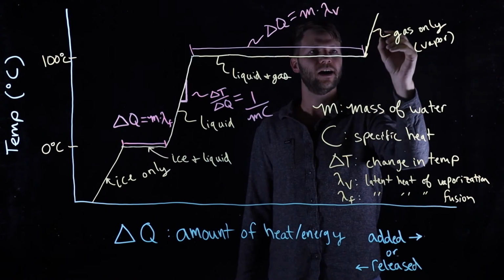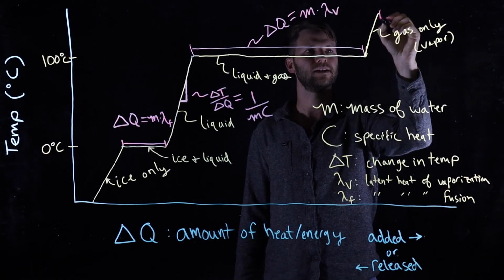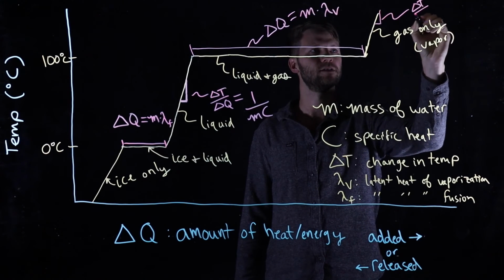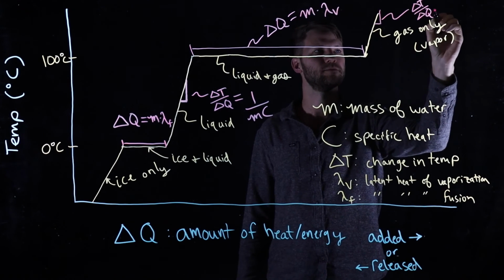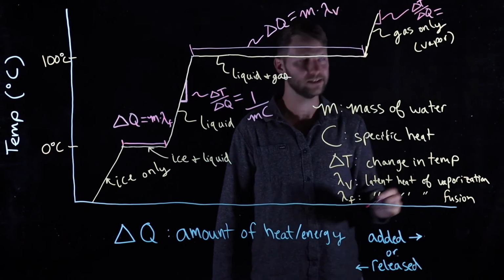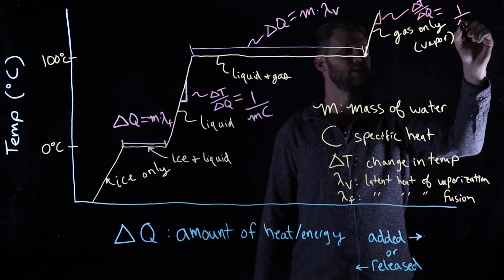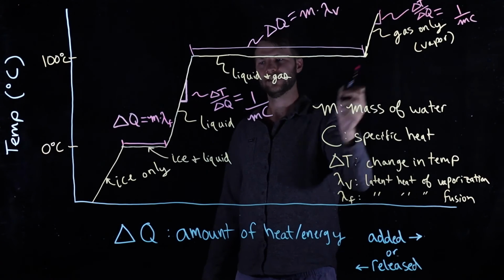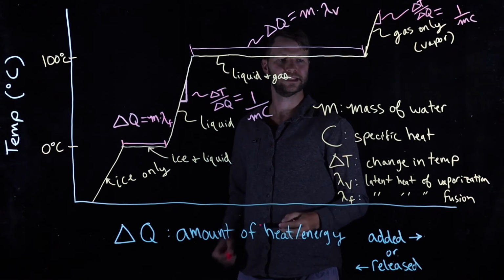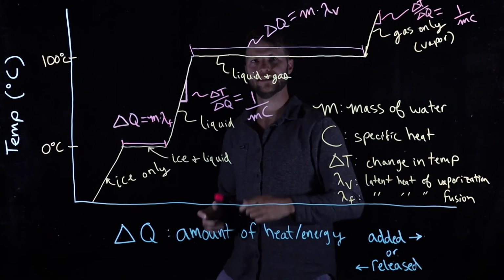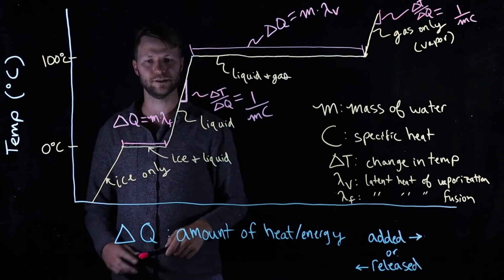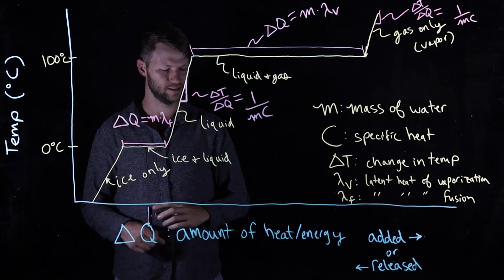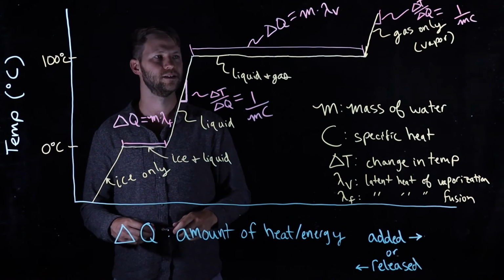Finally, we can draw another slope here, another rise over run, another delta T over delta Q, which in this case, again, is just going to be 1 over MC. It turns out that if it's a liquid or a solid or ice, the specific heat stays the same, whereas the vaporization temperatures change. Now, there's a bunch of take-home points that I can summarize with this plot.